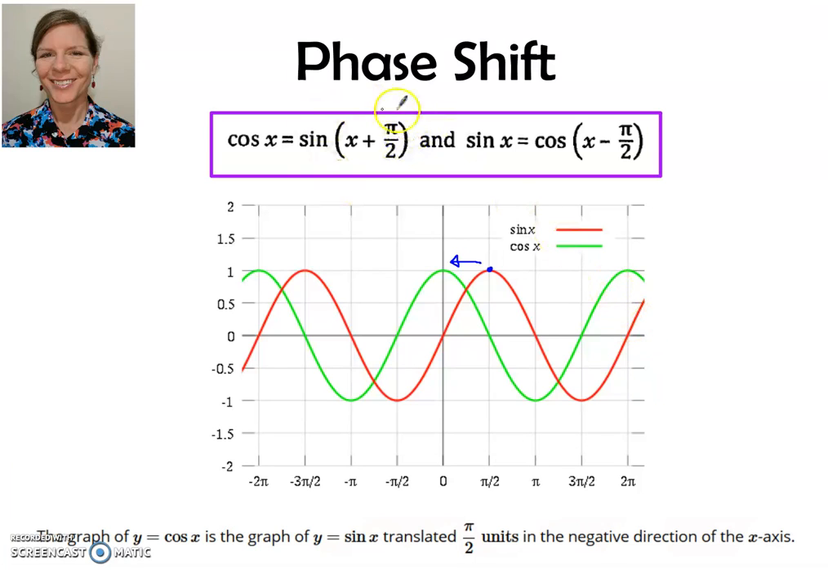Using our transformations, we can say that sine of x plus pi on 2 actually equals cos x, remembering that x plus means move to the left. You'll find that does come in handy a little bit further down the track when we start doing trigonometric identities and proofs and things like that. So that's a phase shift of 90 degrees or pi on 2 units.